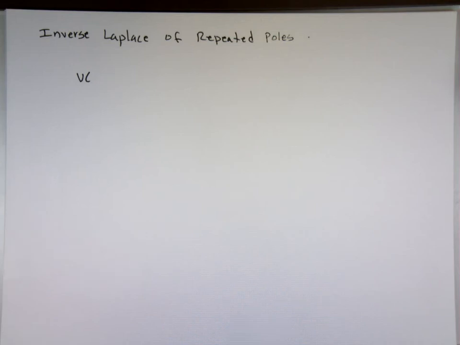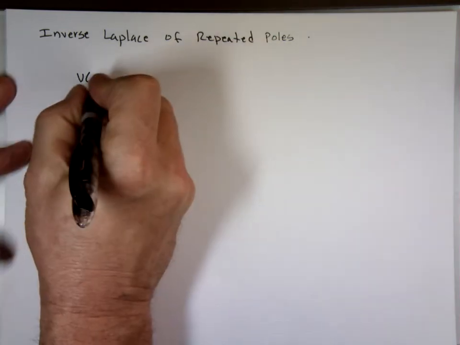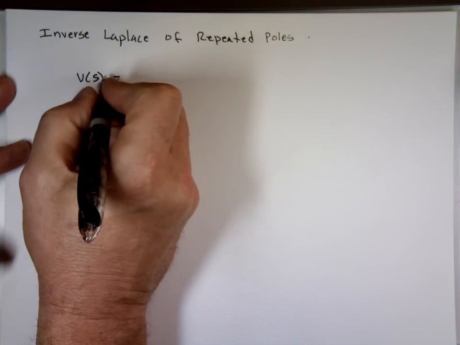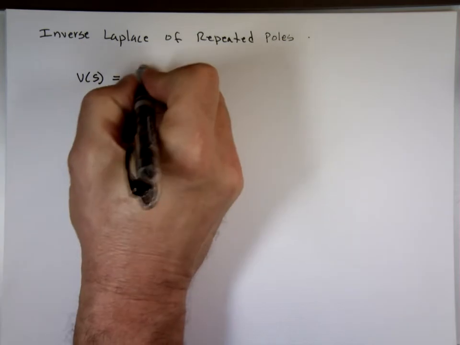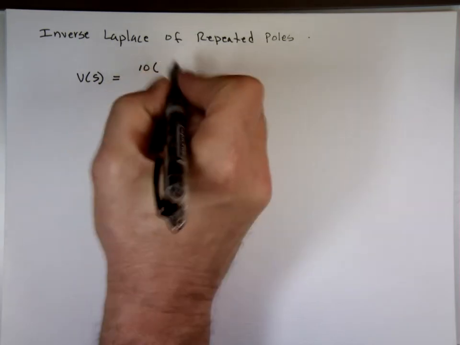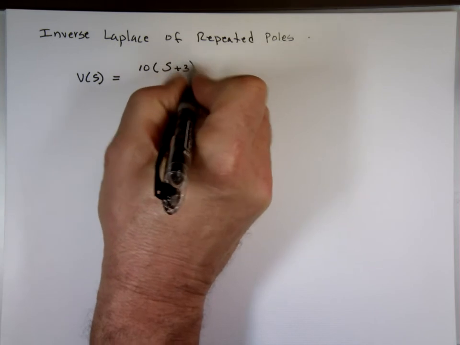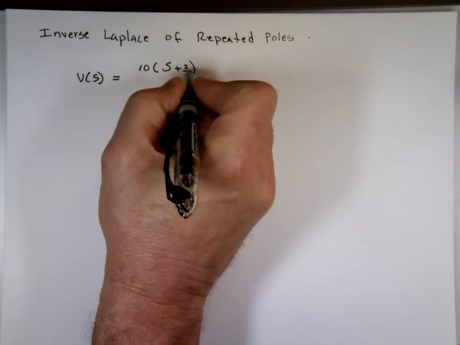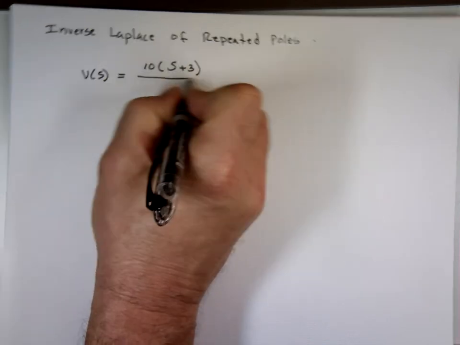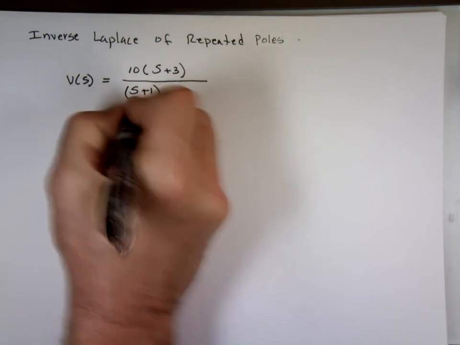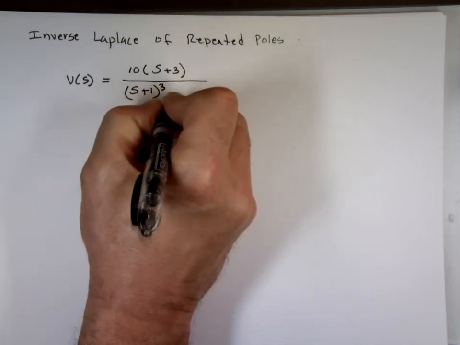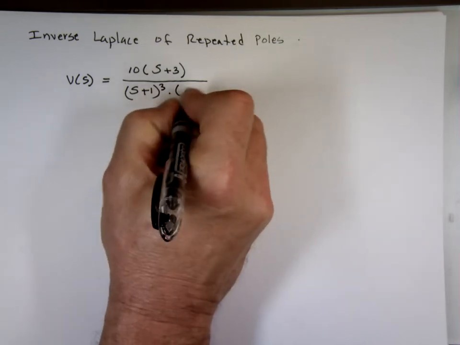Let's assume we have this function, the voltage as a function of S. Again, how we came up with this, don't worry about it now. Let's say we have 10 times S plus 3 over S plus 1 cubed times S plus 2.